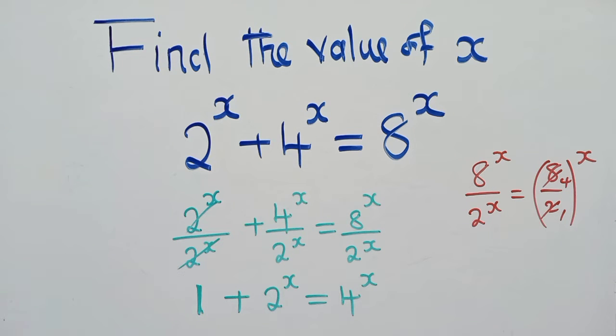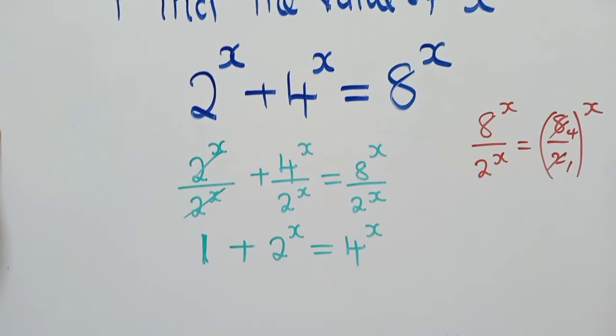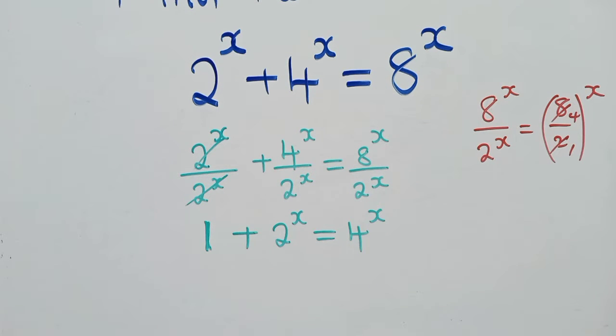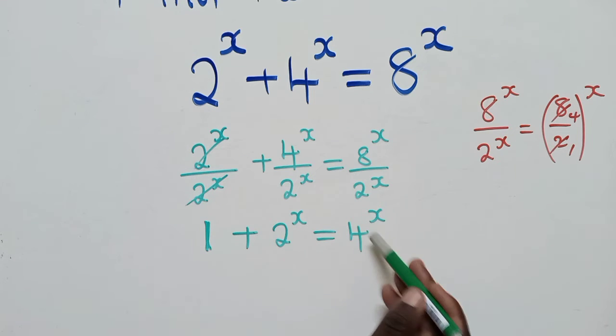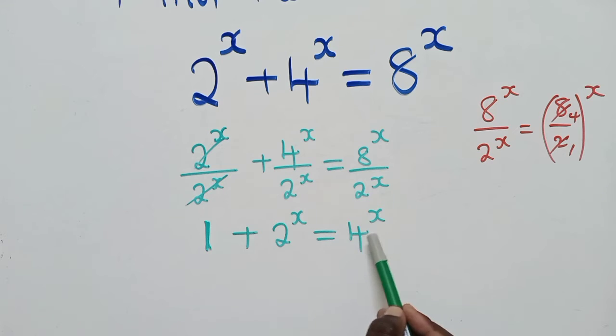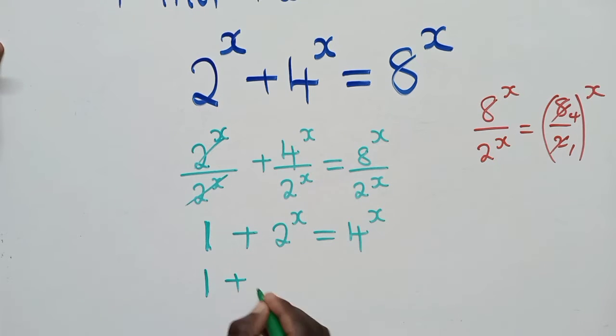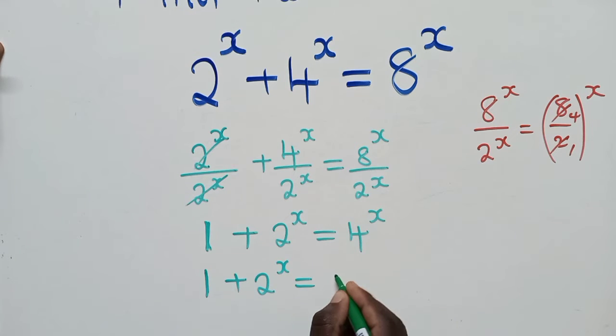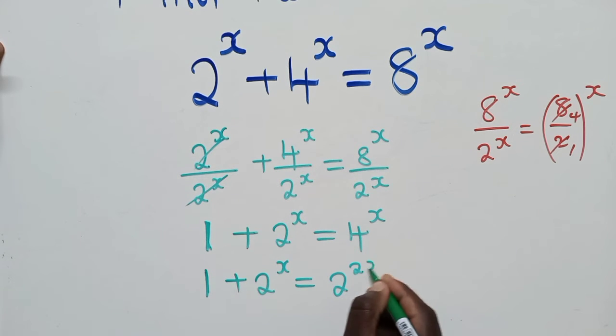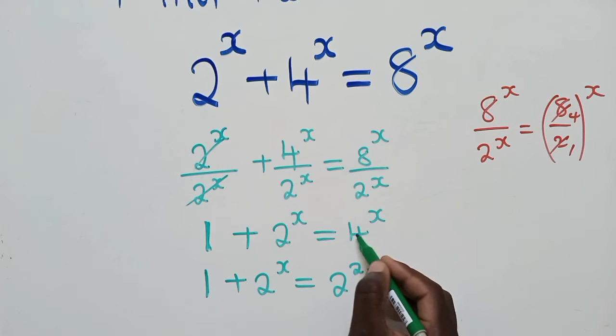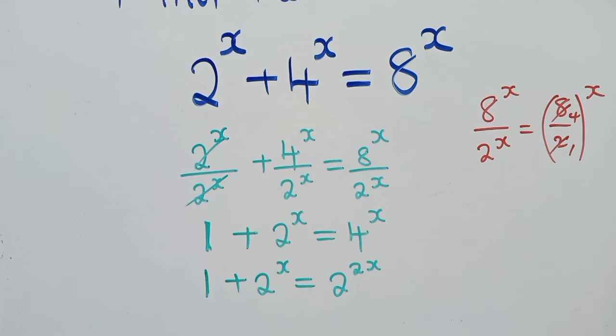Now from this stage, we shall say let, or before we say let, let's try to make 4^x appear in a similar form. So it will be 1 + 2^x is equal to 2^(2x). We know that 2^(2x) will just be equal to 4^x, using the laws of indices.